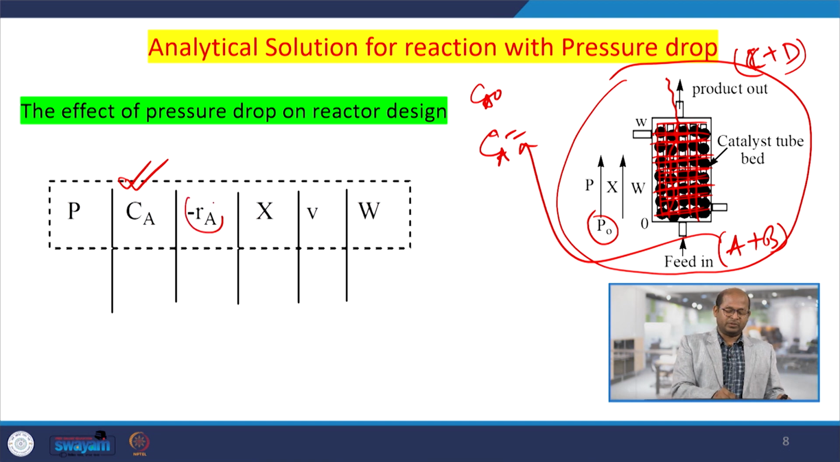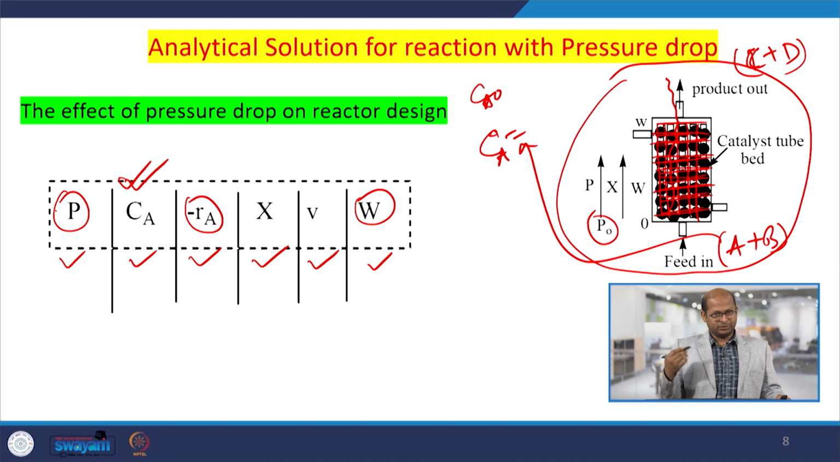Therefore, the overall rate of reaction also will change. Once the pressure changes, the concentration of the reactants along the length of the reactor changes. Therefore, the rate of reaction, conversion, and volumetric flow rate will change. If we change W, the weight of the catalyst, the pressure changes, and based on that other parameters will also change inside the reactor.